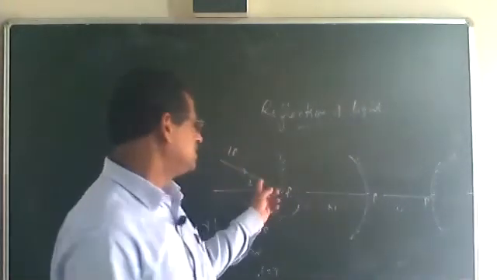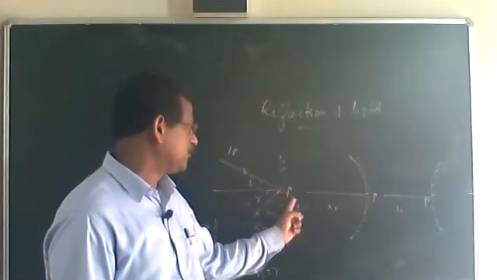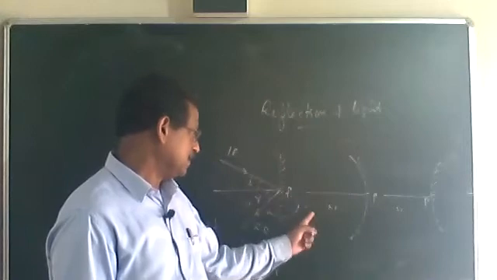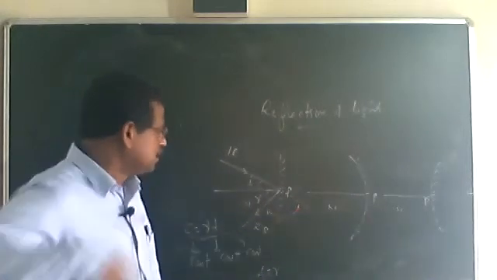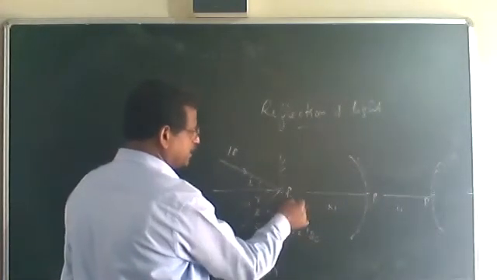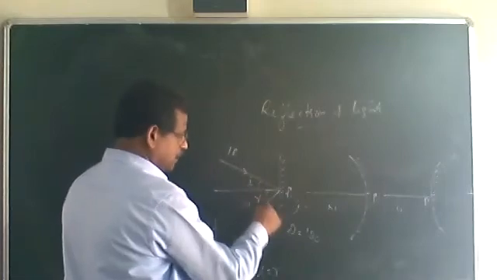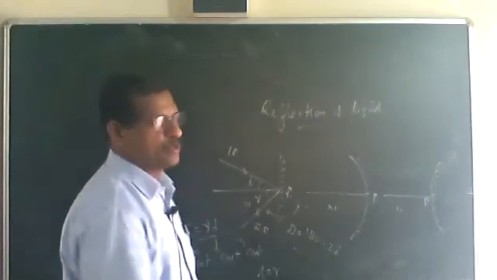So I extended the initial direction of the incident ray here. So this is the initial direction of the incident ray. From here the ray is deviating through this much angle. So the deviation produced in this case is equal to the total angle 180, and I and R are equal. And so we can write 180 minus 2I is the deviation produced by this ray.